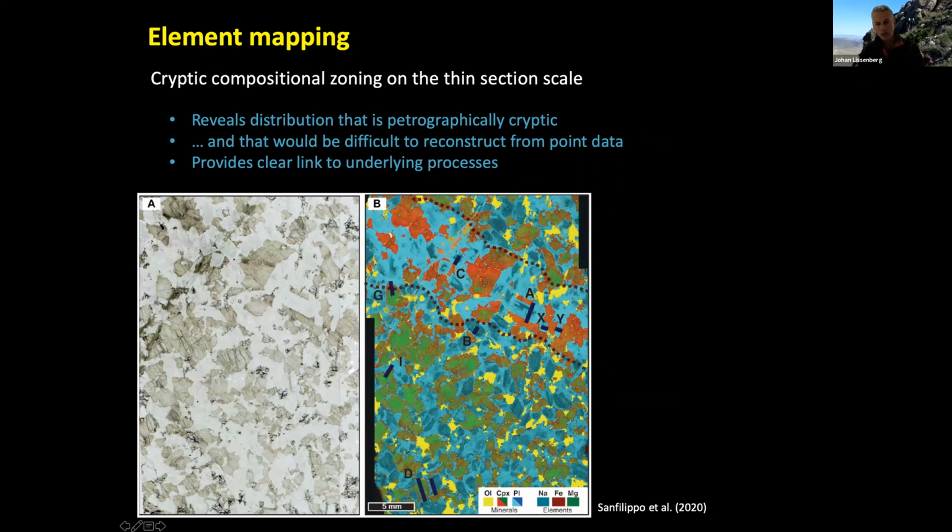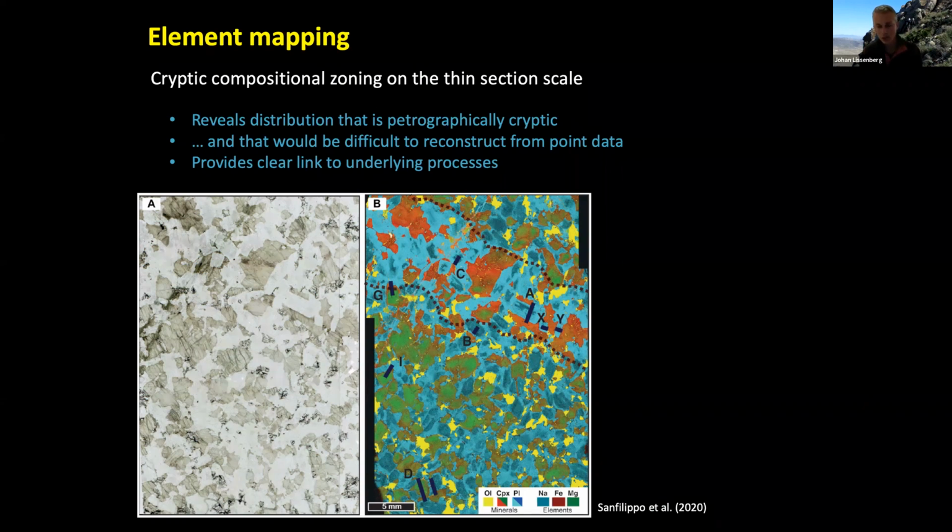So this is an example of the type of variation on a thin section scale, variations in composition that would be really difficult to reproduce if you only had spot analyses that you chose by looking at the photomicrograph of panel A. The additional benefit is that having a graphical representation of the variations in composition makes it much easier to link to underlying processes.